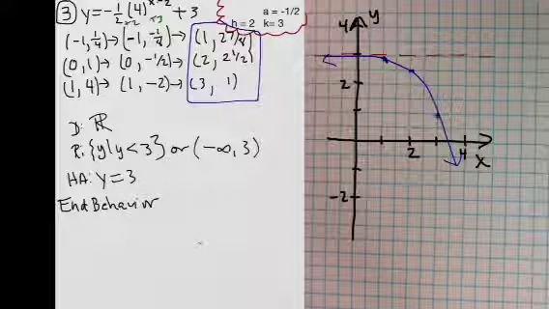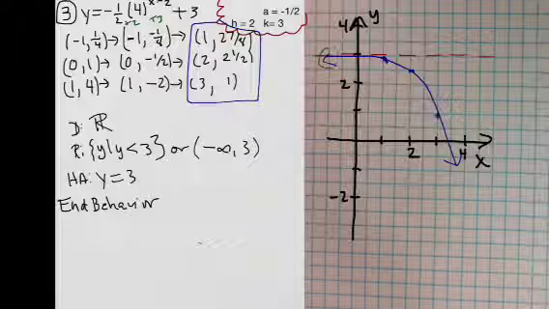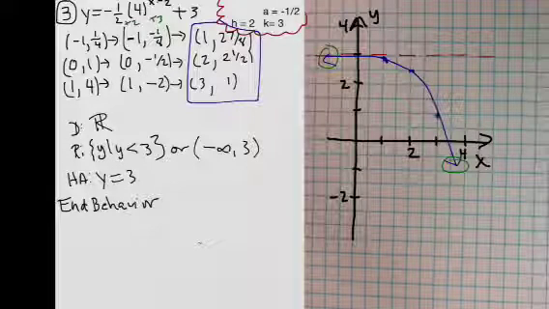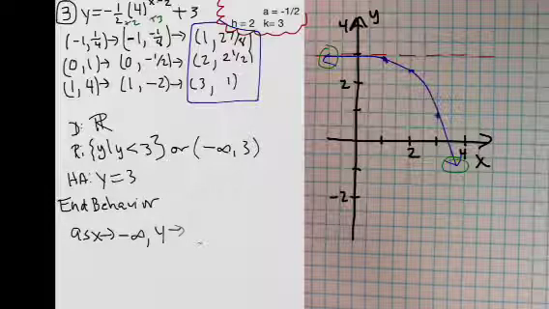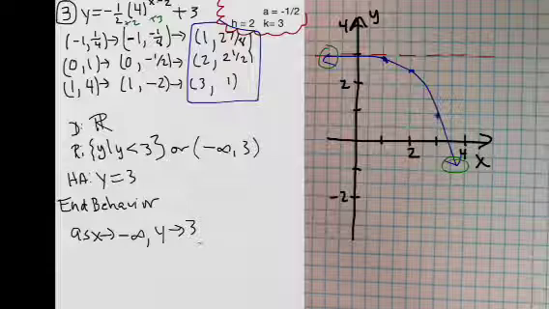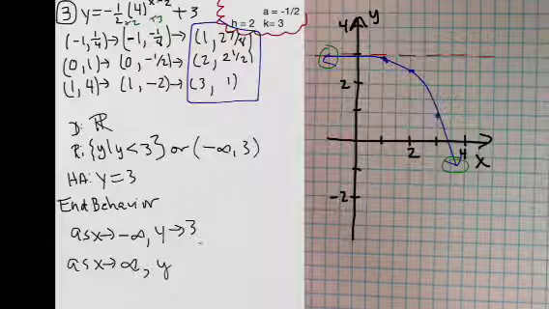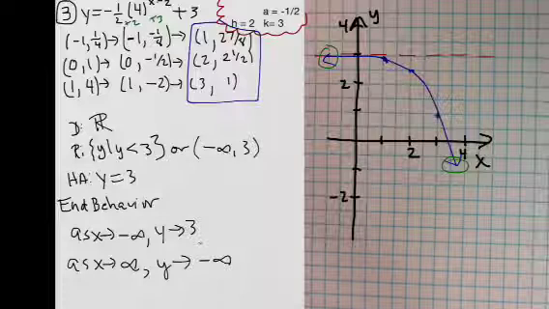And end behavior, we want to describe what happens at the end. So in other words, what happens here and what happens here at the ends. Okay, so you say as x goes to negative infinity, y goes to 3. In other words, as the graph moves towards the left, it's moving up towards 3. As x goes to positive infinity, y goes down. So it goes to negative infinity. Okay, so that's this problem.